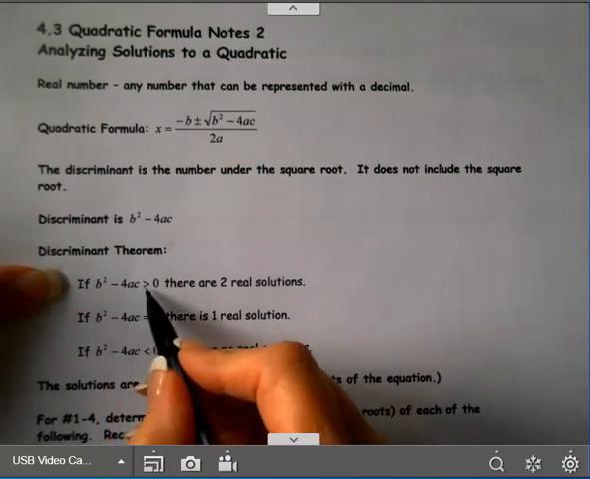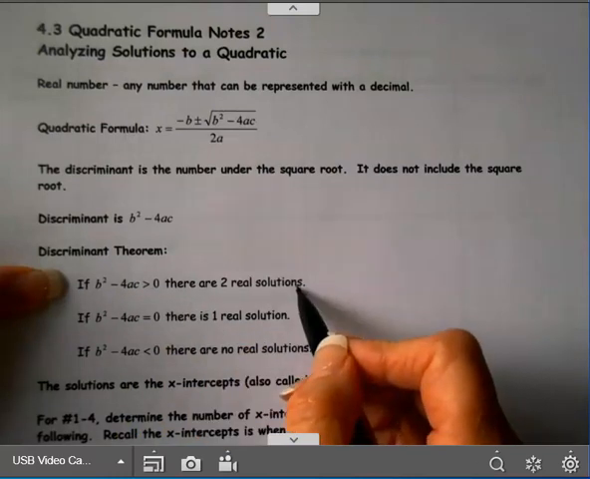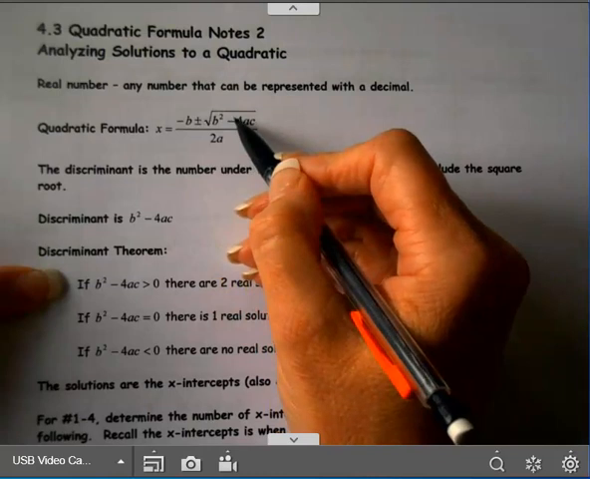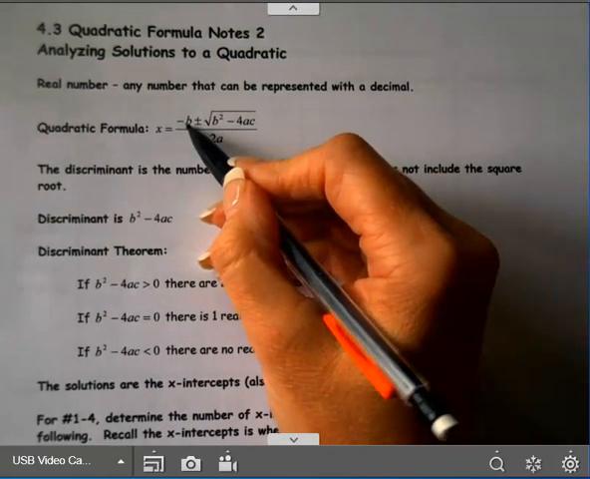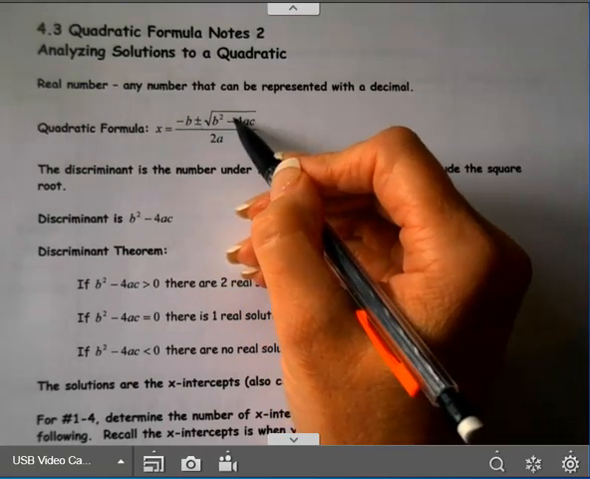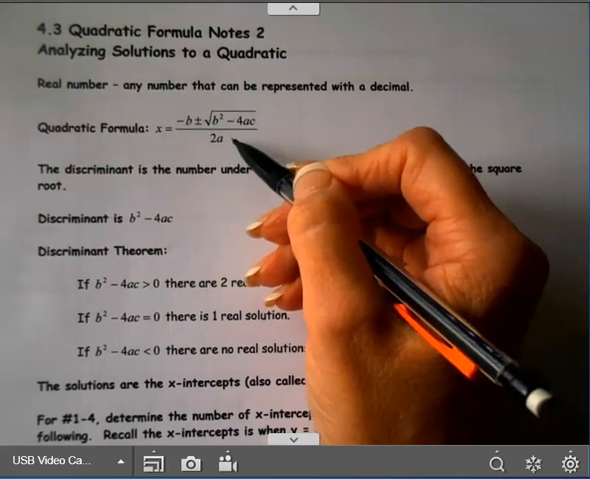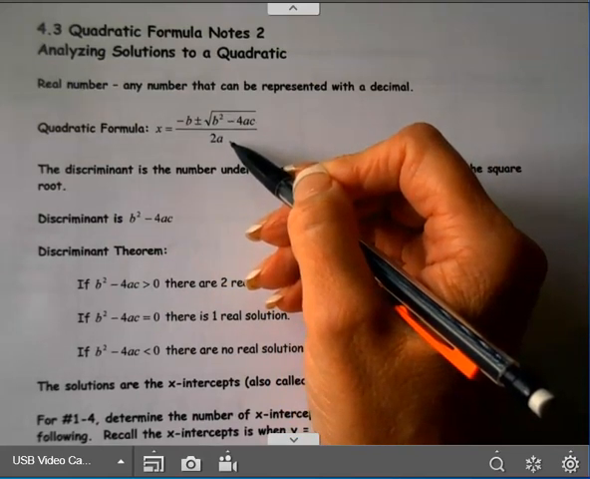If your discriminant is greater than 0, so if your discriminant is positive, there are 2 real solutions. If I take negative b plus the square root of a number, I get 1 value. Negative b minus the square root of this, I'll get another value. Both of them will be divided by 2a, but there'll be 2 distinct solutions when I do that.